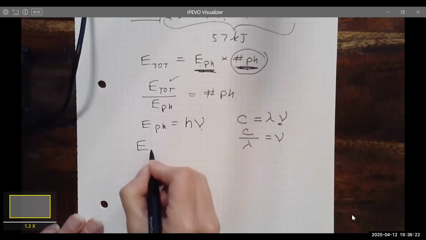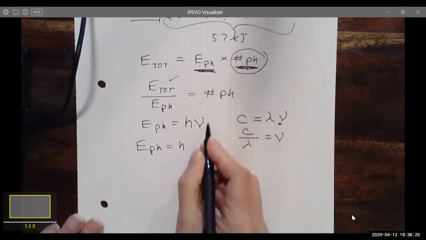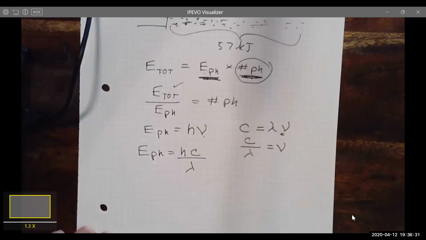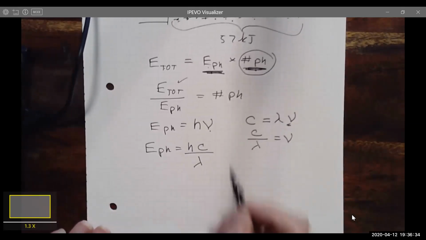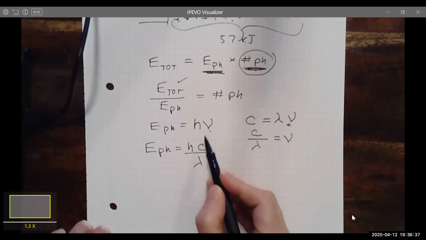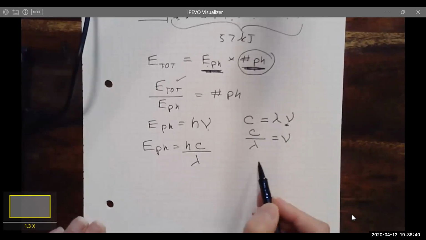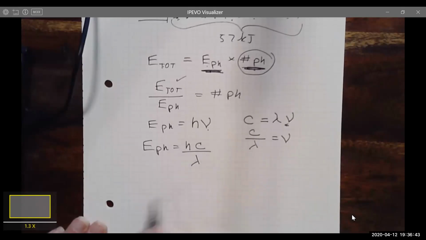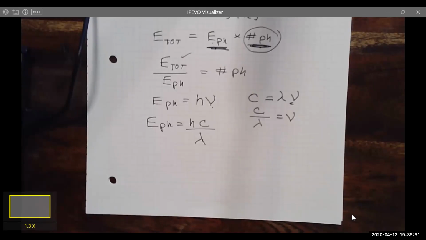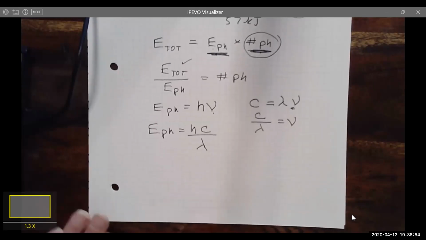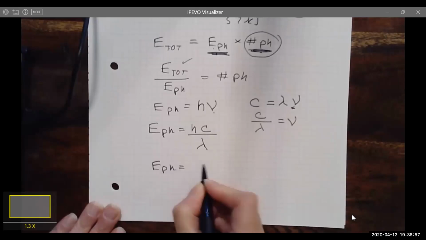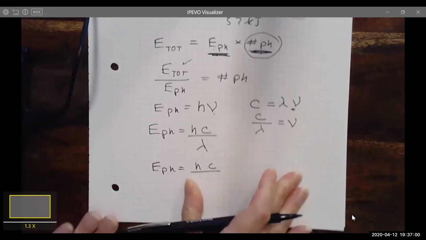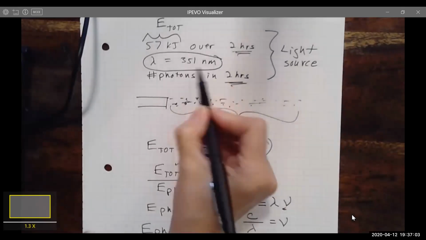So there we'll get energy of the photon is equal to h, and then for the frequency, I'll have c over lambda. So all I did there was substitute that frequency with c over lambda from this equation, and the energy of a photon is hc over lambda. So that's a nice one. You don't have to memorize it because you can derive it, but it's nice to have if you do know it. Okay. So then what we can do now is calculate the energy of our photon in this problem. The energy of our photon is going to be hc over our wavelength, and our wavelength was 351 nanometers.